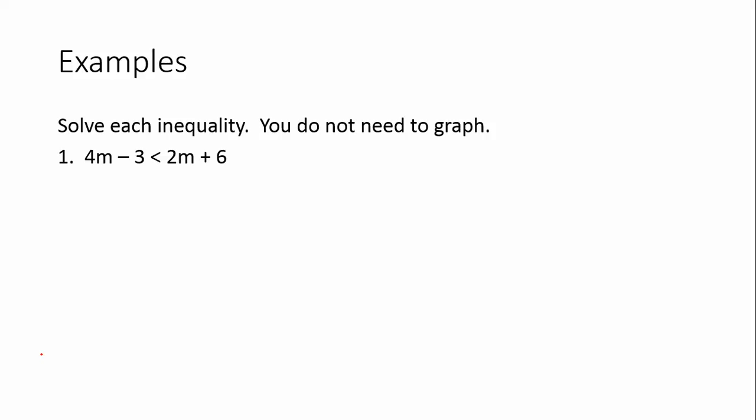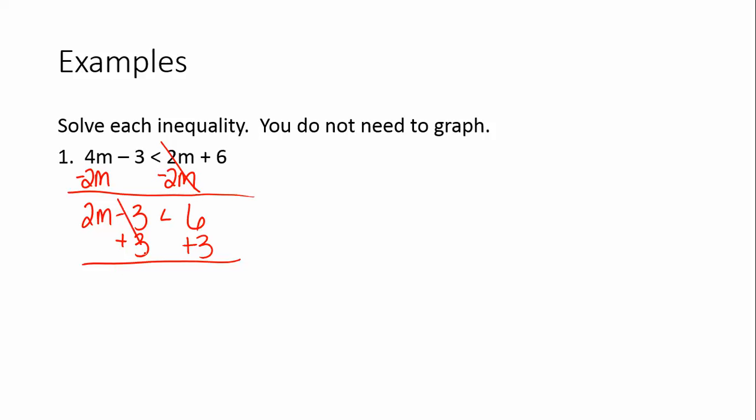So first, we see that we don't have any fractions to clear up and we don't have any terms to combine on either side. So now we need to get the variable on the same side. I like to move the smaller number over to the larger number. That way I'm not dealing with a negative. So we end up with 2m minus 3 is less than 6. And we add 3 to both sides. 2m is less than 9. Divide both sides by 2. m is less than 9 over 2. It is an improper fraction. We don't need to change it to a mixed number because it is in simplest form.